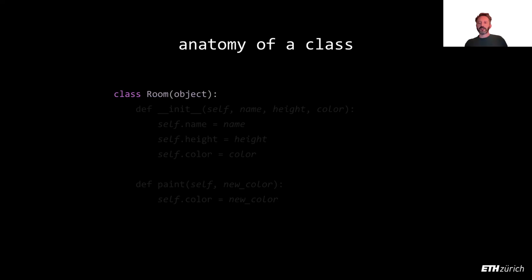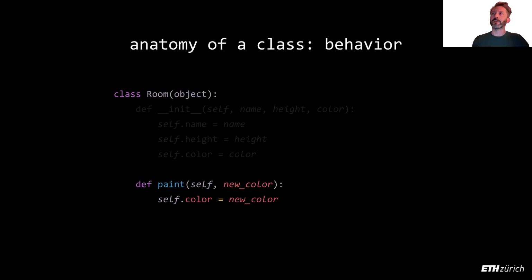So that's the starting point, and then everything that is indented inside is the content of the class. And we have on one hand behavior, so we can have a function defined inside a class. A function, when it's defined inside a class, is called a method, as I mentioned before. It has exactly the same structure as a normal function, with the only difference that the first argument will be called self, and it refers to the object on which this function is being called.